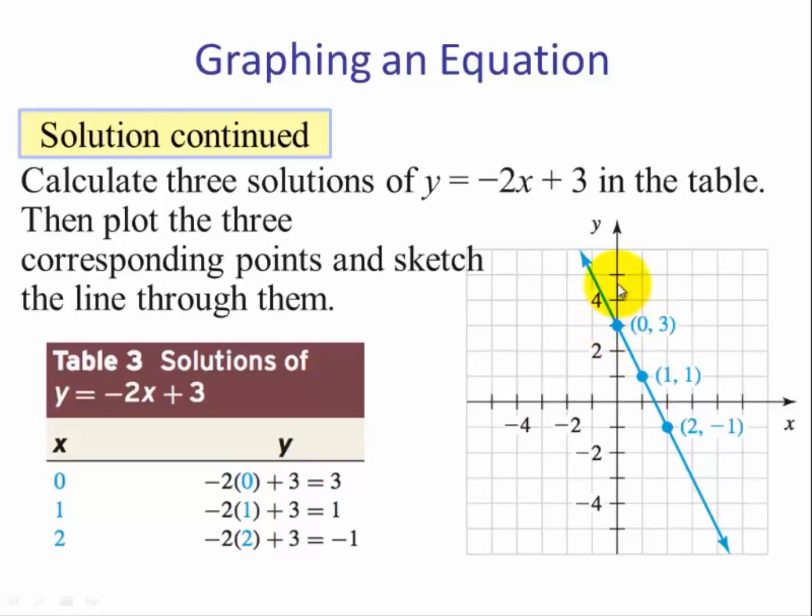It's the point that crosses the y-axis. And it also turns out that it's always going to be the same value as our b. In this case, b is 3. So the y-intercept is 3.